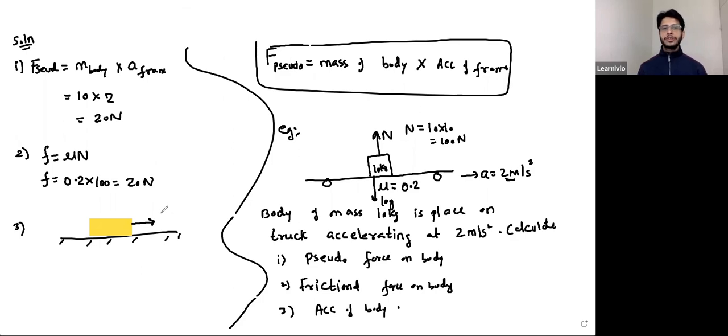So this body is experiencing a pseudo force of 20 Newton acting on the body. And the frictional force on the body is again 20 Newton. Now, can you guess what should be the acceleration of the body?